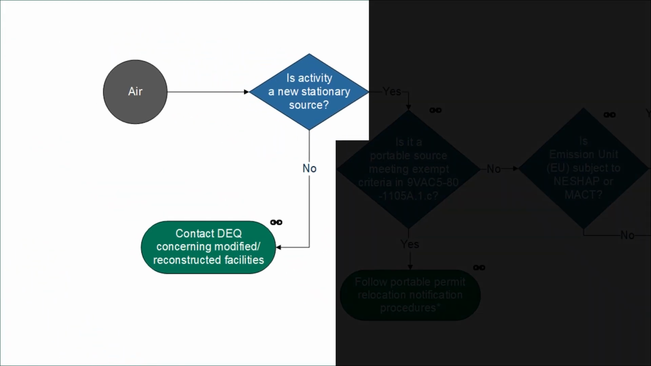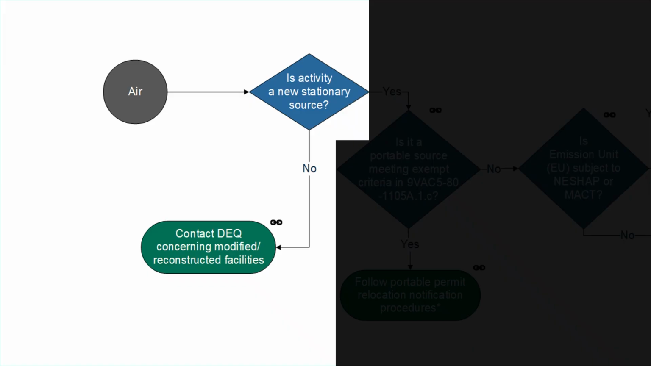Okay, so the first step in the air permit key is to ask if the activity is a new stationary source. If your application is for a project, such as the addition of a new emission unit at an existing stationary source, the best course of action is to contact the DEQ regional office for your location and get site-specific guidance.